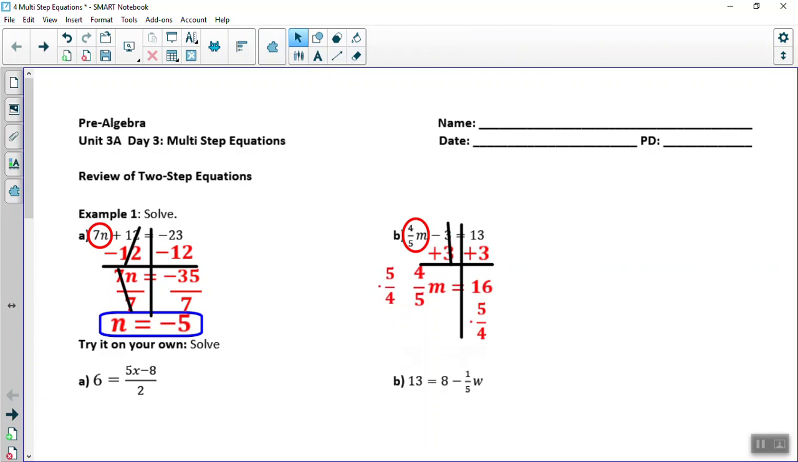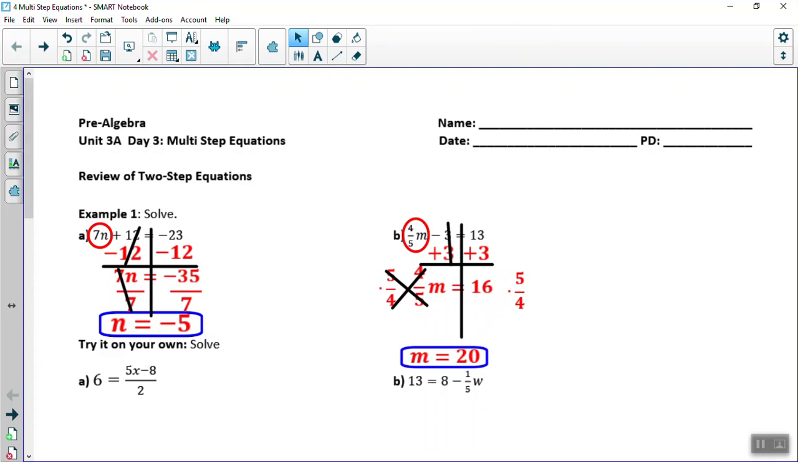Now I'm actually going to kind of put this up here, because what happens is the diagonals will end up canceling each other out. And when I put this up here, I can multiply these together. And we end up with m equals 20.